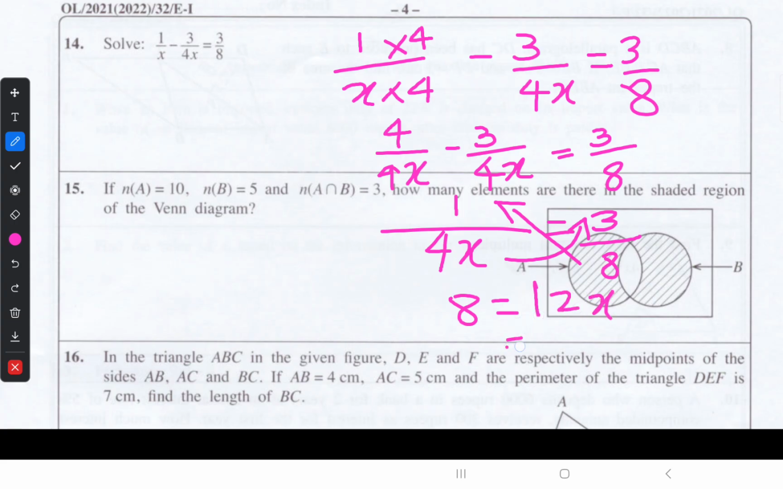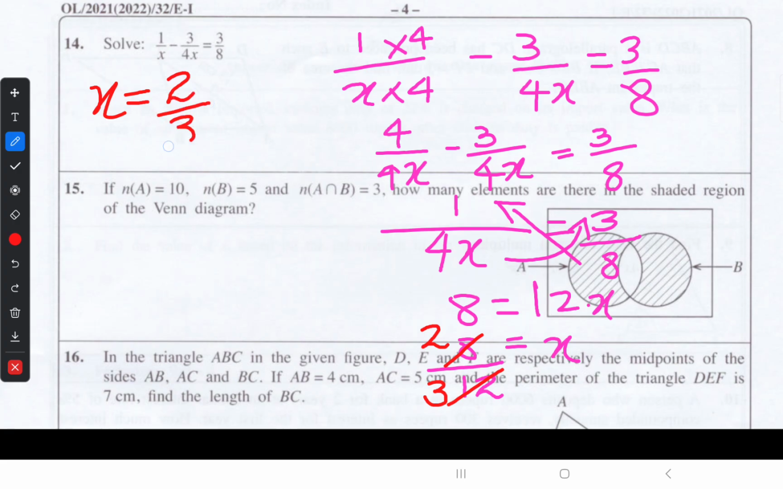12x. To get the x, you have to keep 8 as it is and move this 12. This 12 and x are in a multiplication relationship. When you take that to the other side of the equation, it becomes division. So 8 upon 12. When we simplify this further, 2 4s are 8, 3 4s are 12. So finally, your answer for x should be 2 upon 3. This is a fractional value. 2 upon 3 is the answer for your x.